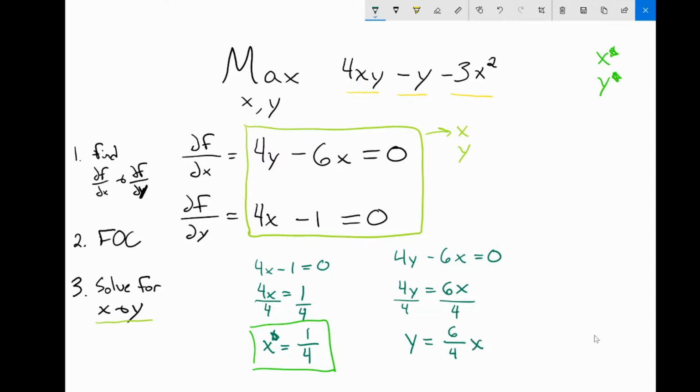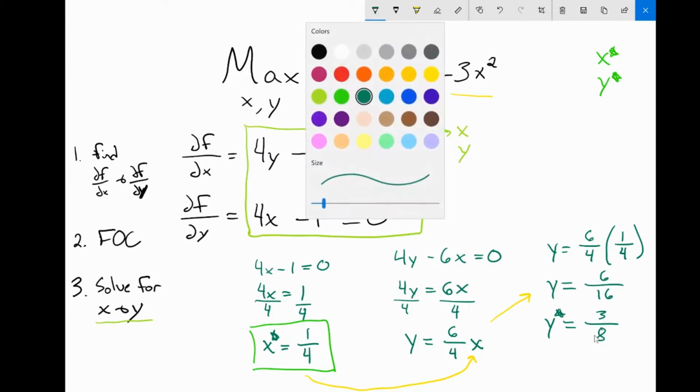All right, so then what we can do is let's take x star and plug it in for x. Okay, let's do that. So y equals 6 over 4. We're going to plug 1/4 in for x. 1/4. Okay, and then let's do our math here. 6 over 4 times 1/4, that's 6/16. And if you're sharp, you'll see we can simplify this. Let's divide both of them by 2, the top and the bottom, so that'd be 3/8. All right, so there we go. Now we have y star.